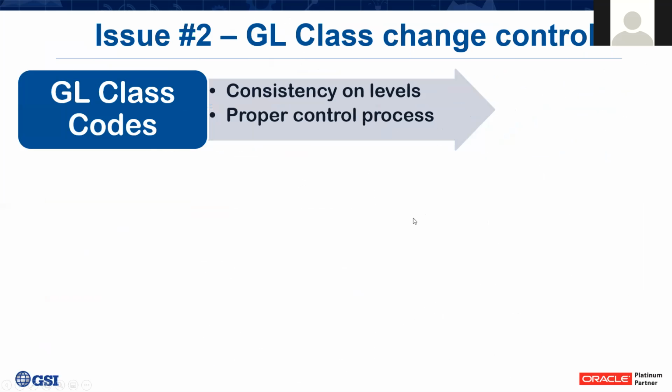Okay, the second item is GL class code changes. It's important to understand where GL class codes live in the system, so we want consistency on all the levels. Well, what are those levels?